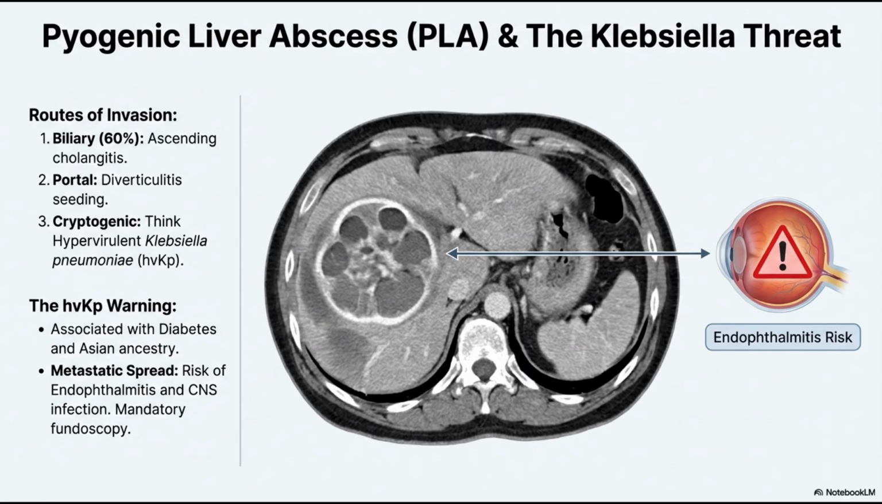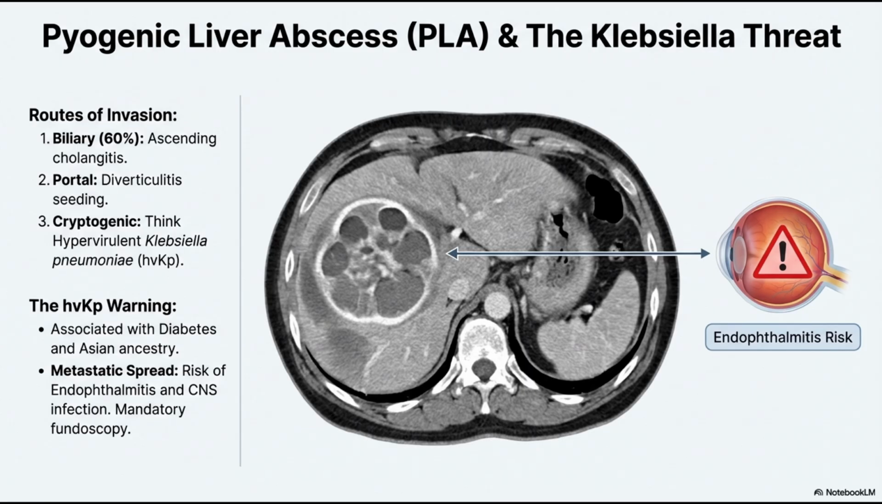Very different. It affects diabetics, it's community acquired, and the really scary part is the metastatic complications. Unlike normal Klebsiella, this one likes to travel. Where does it go? It goes to the eyes, endophthalmitis, and the brain, meningitis. The sources cite a rate of 10 to 16% for metastatic infection. That is huge. That's 1 in 10 patients. If you have a diabetic patient with a liver abscess and they mention their vision is a little blurry, that is an ophthalmologic emergency. They can go blind rapidly.